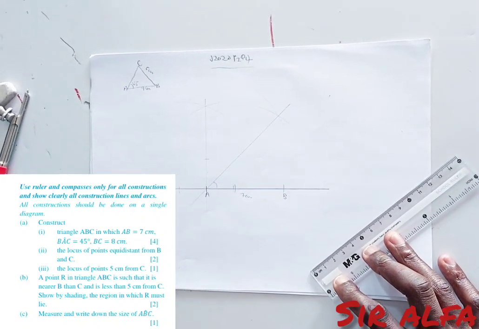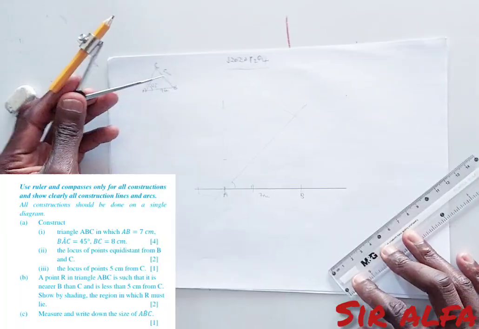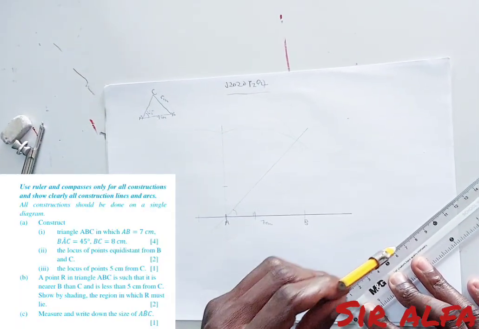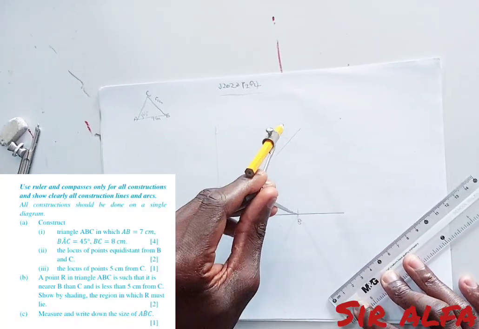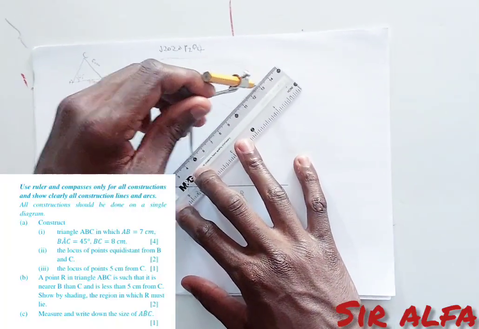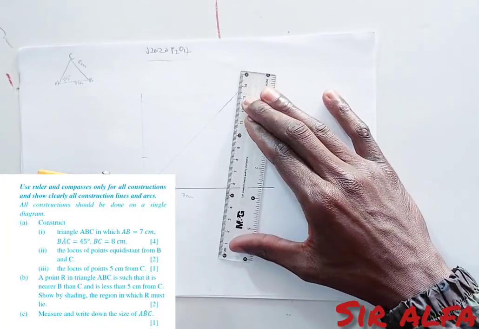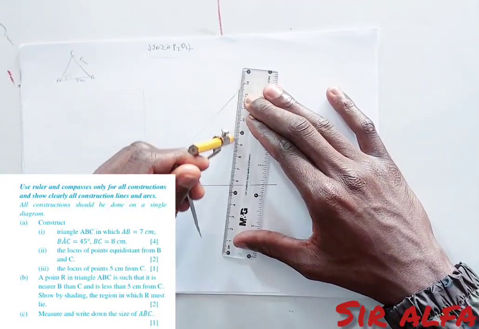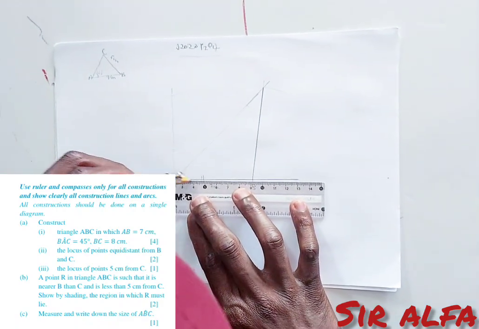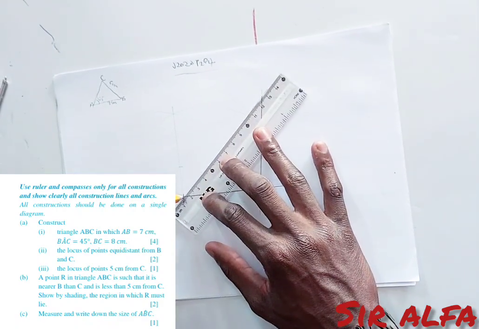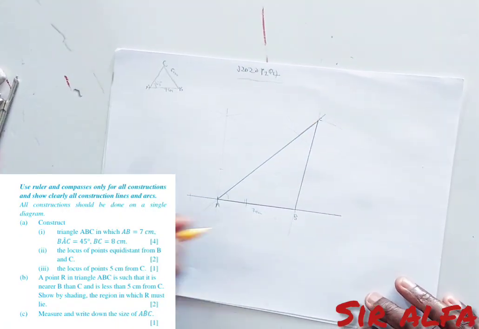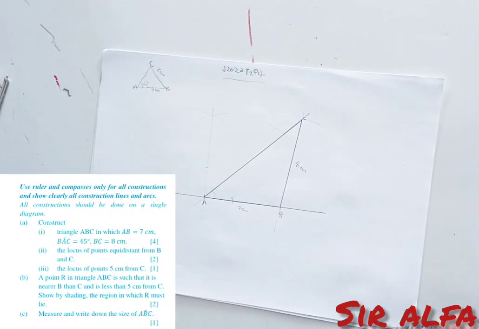So now I need to construct C. BC is 8 centimeters, let me check. So you need to construct 8 centimeters like this one from B. So you put an arc here. So you need to extend this line. So I will join the two now. Then you can darken the lines of your triangle like this one. This is the shape now, A, B, and C here. This is 8 centimeters. I've constructed the triangle.